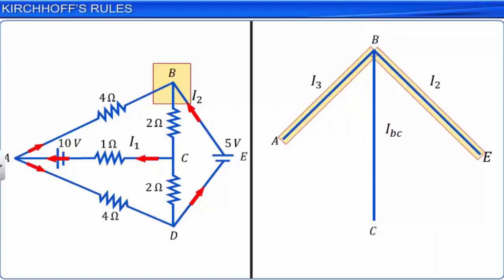Currents I3 and I2 are flowing towards point B. Therefore, the current in branch CB must flow out of the point. We now apply Kirchhoff's first rule to find the magnitude of this current.